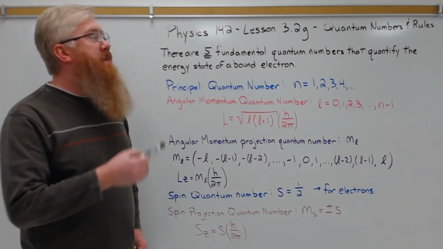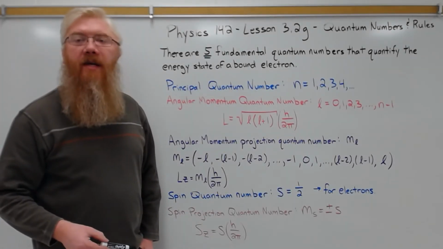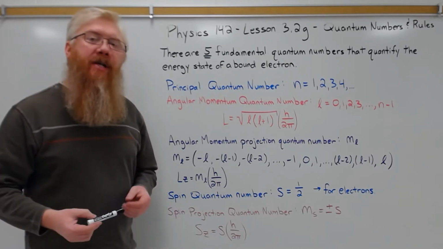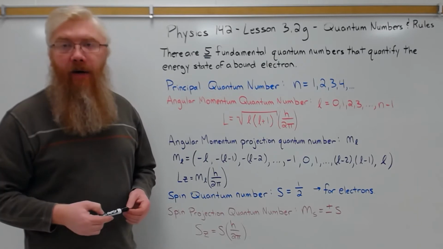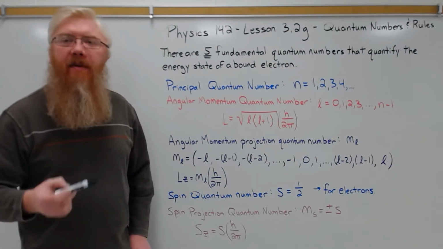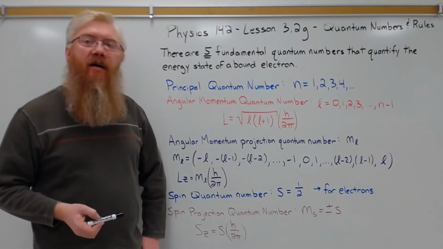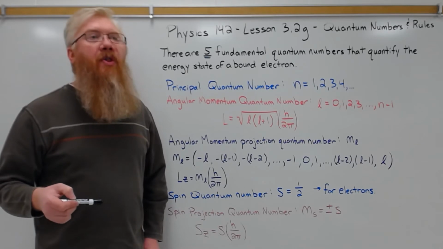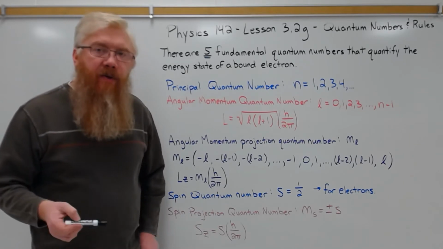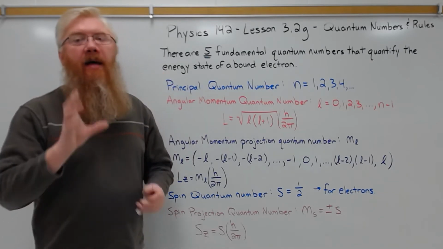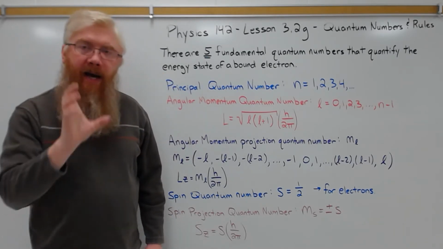In this video, we're going to discuss the rules for the quantum numbers that quantify the energy of an electron bound in an atom. Now, the previous section talked a bit about the Zeeman effect, and we won't go into much detail with that here, just that the Zeeman effect showed that there's a magnetic field associated with the orbit of an electron around an atom and the spin of an electron on its own axis.